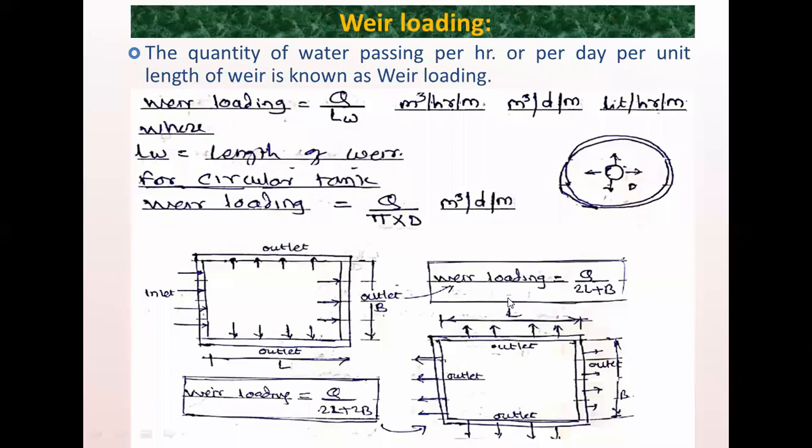Okay. So what is weir loading? What is a weir? In hydraulic engineering, you might be learning about weirs and notches. What is a weir? A weir is a structure which we use for measurement purposes. What is the difference between a notch and a weir? You might have learned there. Generally, notches are smaller in size, weirs are bigger in size. The purpose of both is the same.